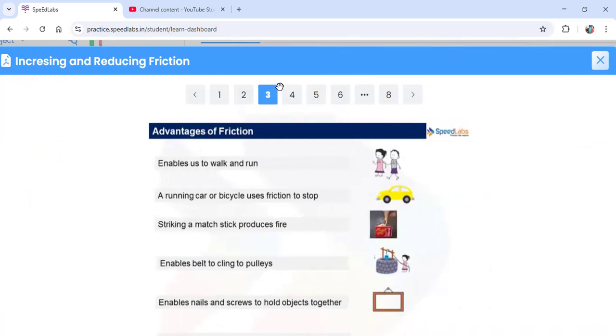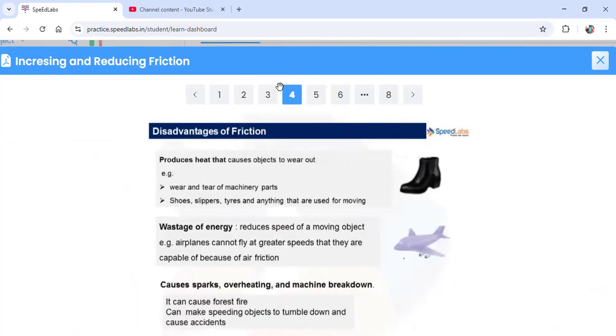Next, advantages of friction. Yes, friction is a necessary evil. In that also you can add these points. Okay, why it is important. Enables us to walk and run. A running car or a bicycle uses friction to stop. Yes or no? Striking a matchstick produces fire. Okay, friction enables belts to cling to pulleys. Yes or no? Enables nails and screws to hold objects together. Okay, so these are the advantages you can write.